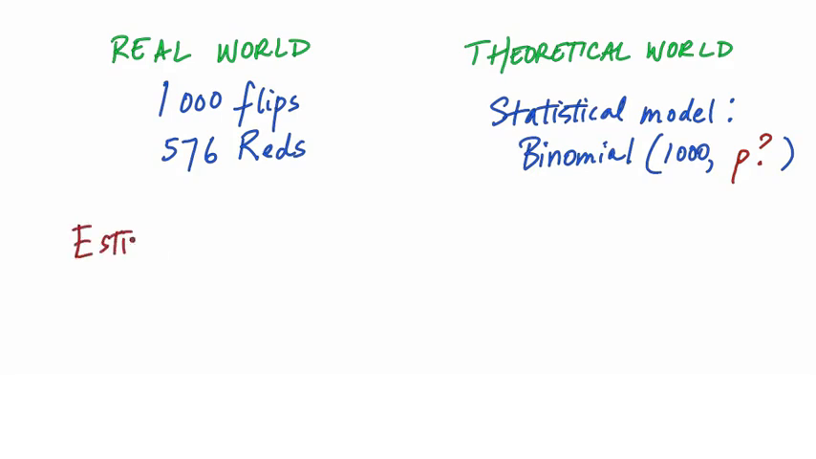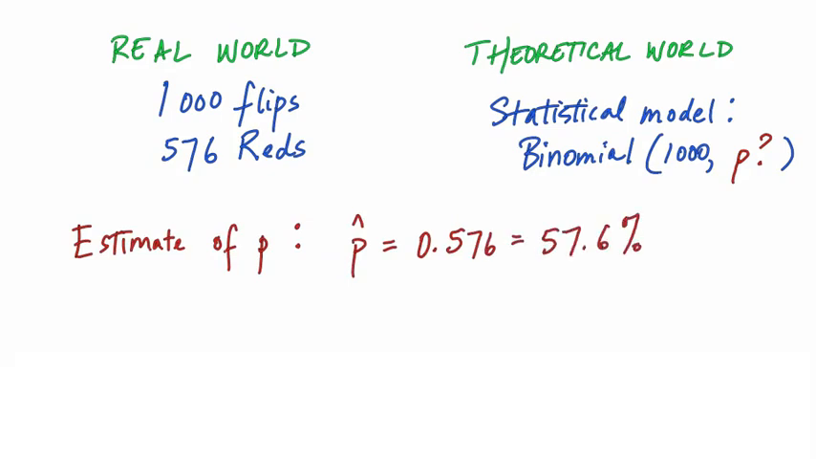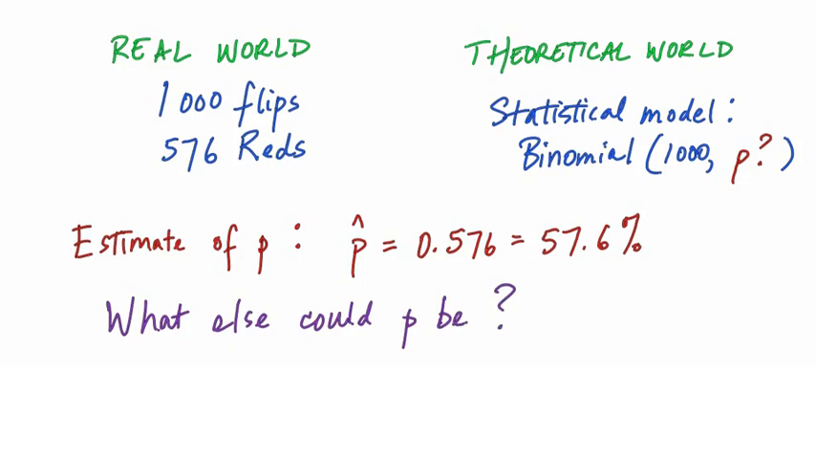We can estimate this proportion. We have an estimate of 57.6%. This is a statistic calculated from our data, and it seems like a reasonable estimate for our parameter in the theoretical world. But it would be good to say more. I don't really believe that it is exactly 57.6%, and I'd like to know a range of plausible values for the theoretical world parameter. I'd like to know if, based on these data, it could be as low as, say, 40%, or maybe as high as 60%.